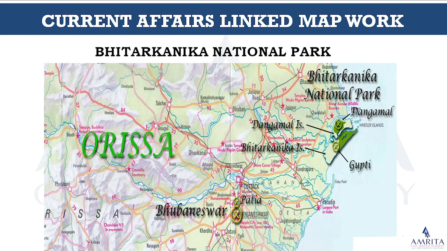Next one, Bhitarkanika National Park. This national park was recently in news related to the saltwater crocodile census. Bhitarkanika census finds an increase of 15 saltwater crocodiles from last year. This national park is located in the Odisha region. When we talk about saltwater crocodiles, it is the largest of all living reptiles. It is listed as least concern by IUCN. It is found throughout the east coast of India.